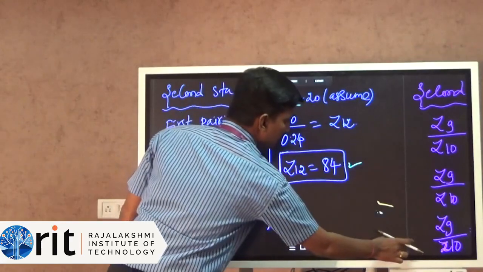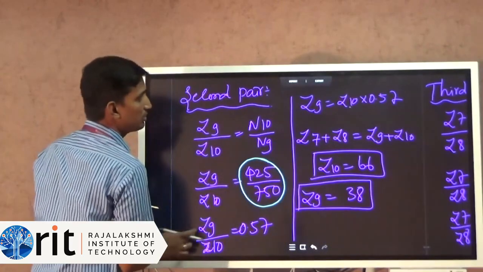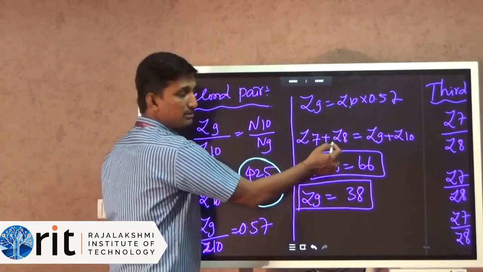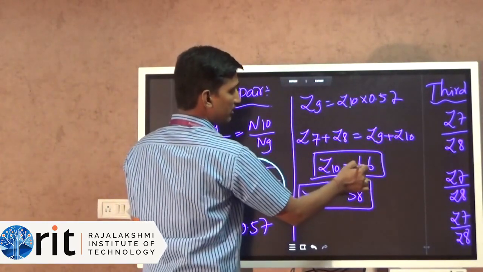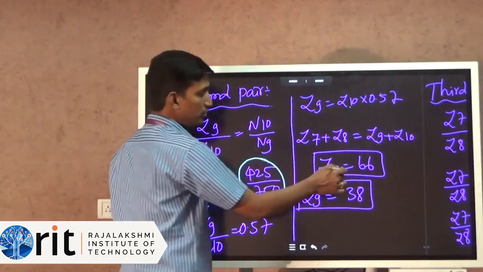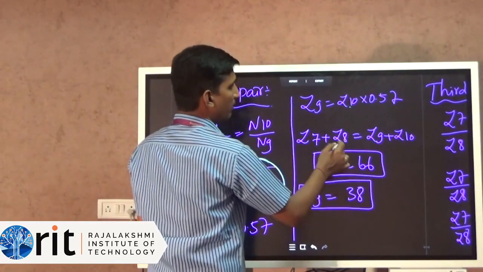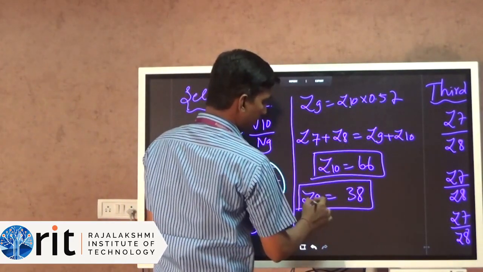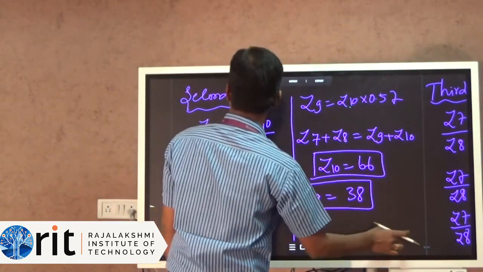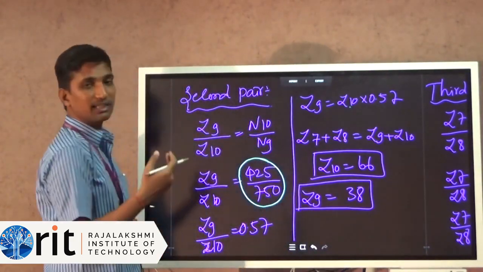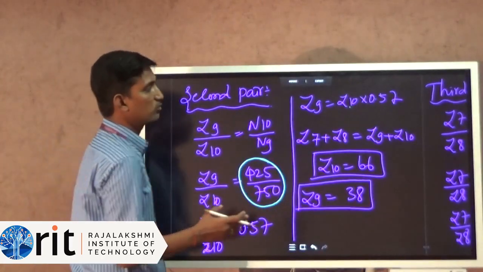Then the accumulation of this value I am going to substitute over here. Z7 plus Z8 equals Z9 plus Z10. The accumulation of the value, as I told you, is 66. By substituting this parameter, I am getting the value as Z9 equal to 38. Similarly, now the calculation of the second pair of the gear is completely over.